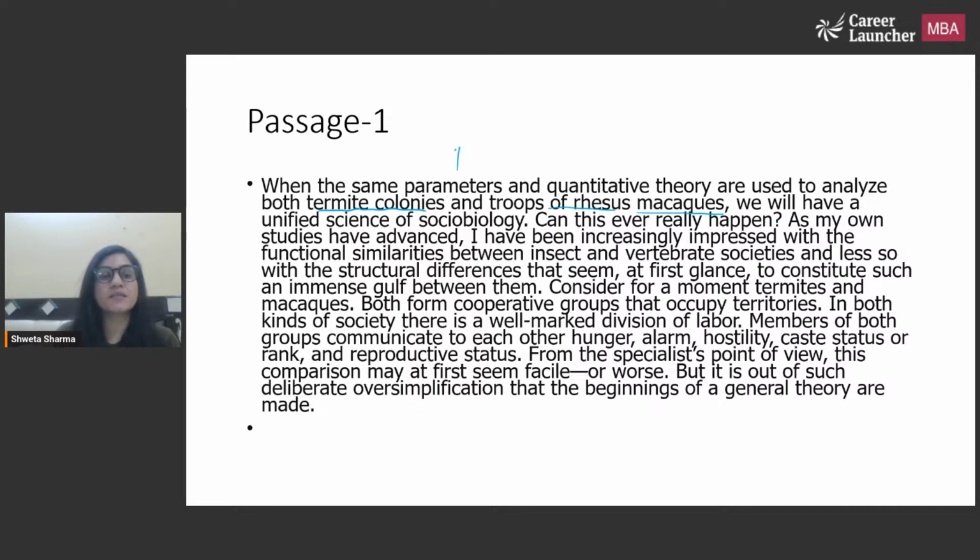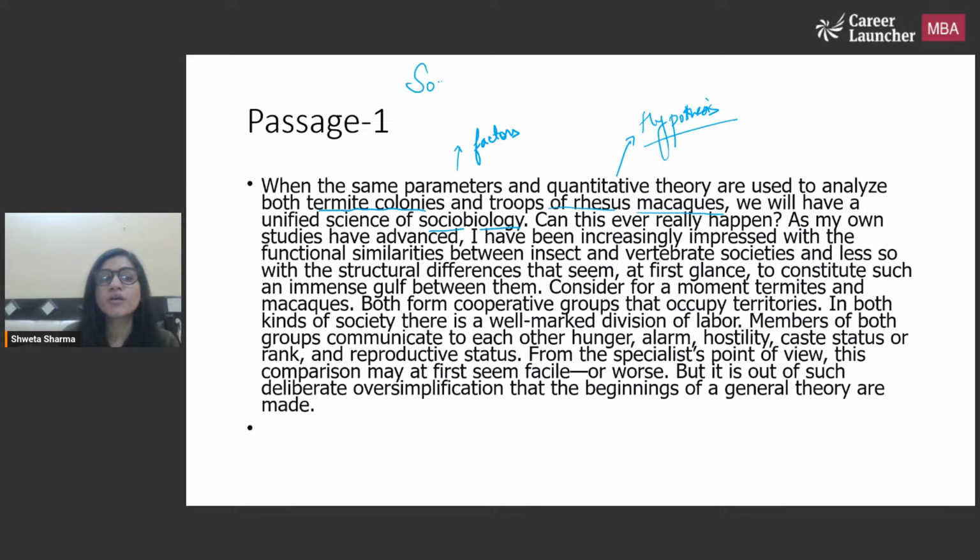same parameters means same factors, and quantitative theory means why something happens. Basically, the hypothesis which is being used. Hypothesis matlab kyon hua hoga aisa, kaise hua hoga, woh theory jo hum figure out kar rahe hain. So both the same things, like params and the quantitative theory, both are same, are used to analyze both termite colonies and troops of Rhesus Macacus, we will have a unified science of sociobiology, right?